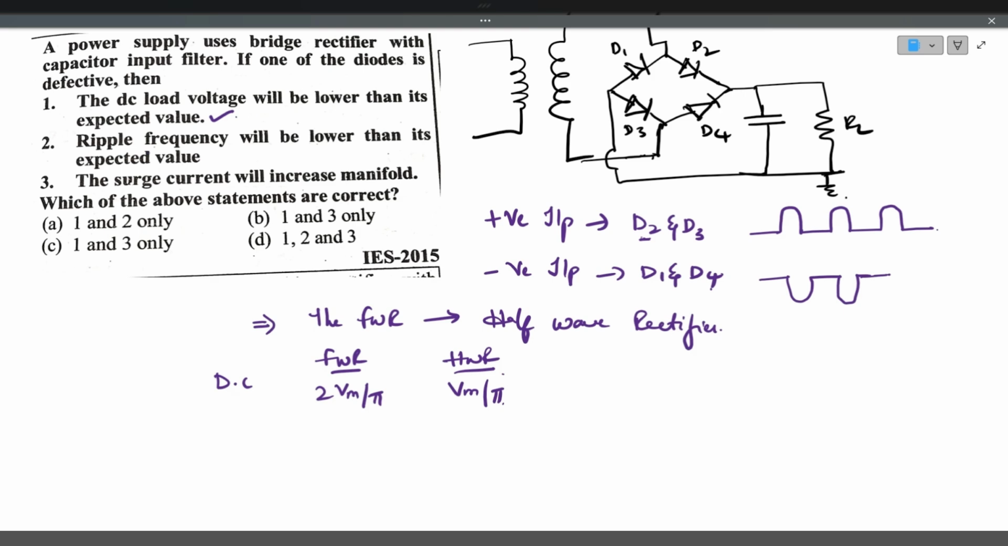The ripple frequency will be lower than its expected value. Obviously, ripple frequency for a full wave rectifier is 2 times the input frequency. For half wave rectifier, it is the same as the input frequency. So it becomes half. So this is also correct. The surge current will increase manifold. This is also true. So the answer is option D.